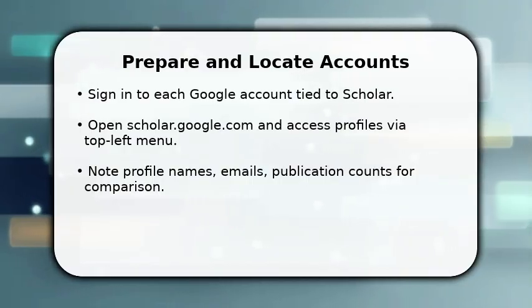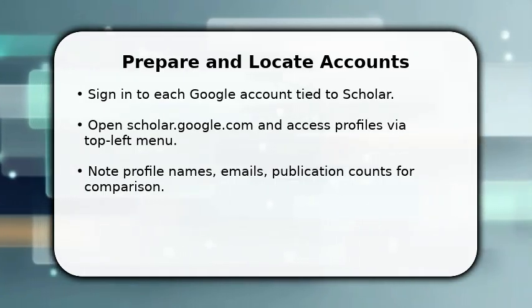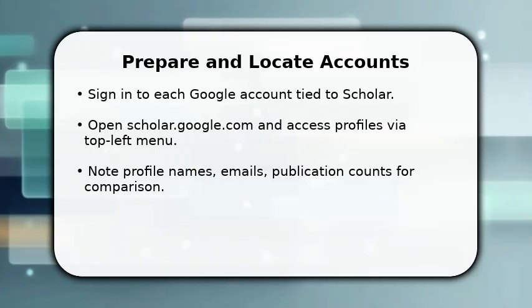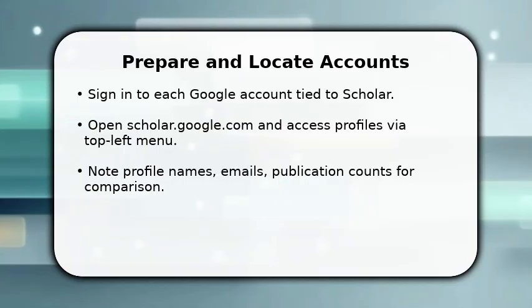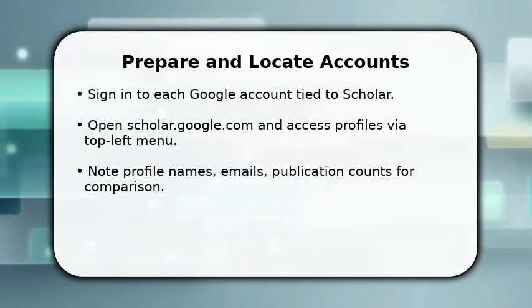You start by signing into each Google account that may host a Scholar profile. Once signed in, go to Scholar.Google.com and open the profile menu to view your profile. Make sure to record the profile name, linked email, and publication count so you can identify duplicates.